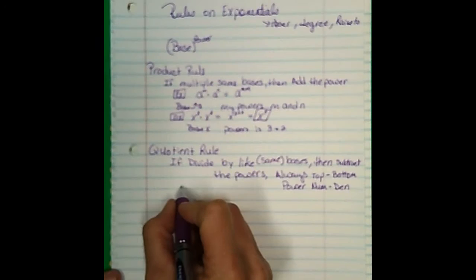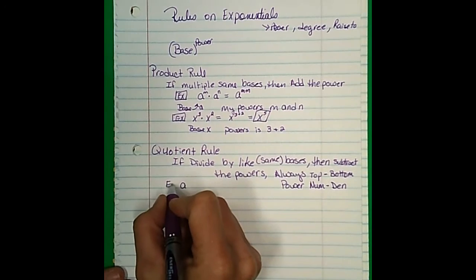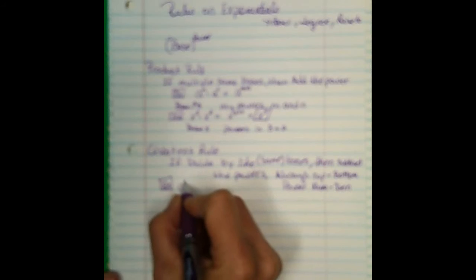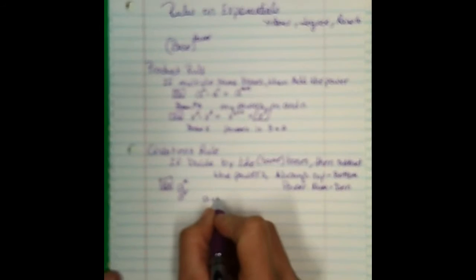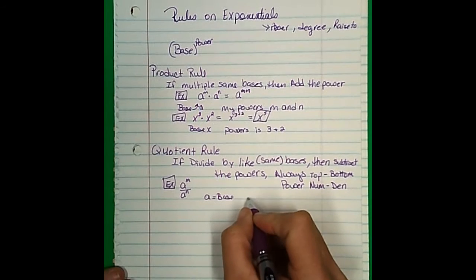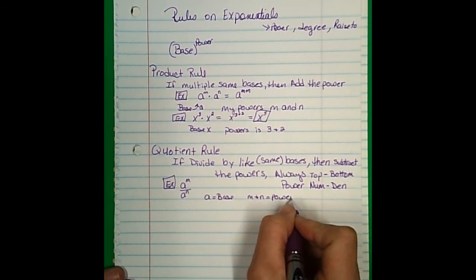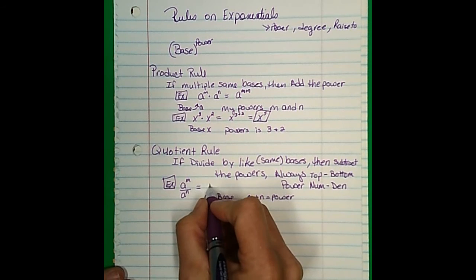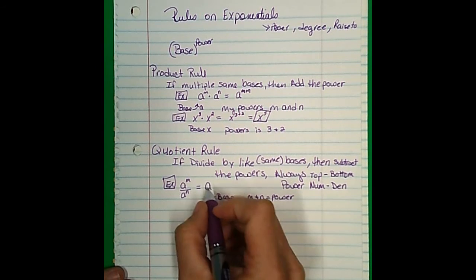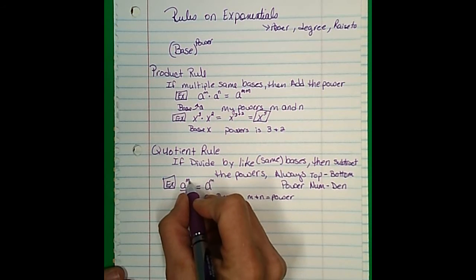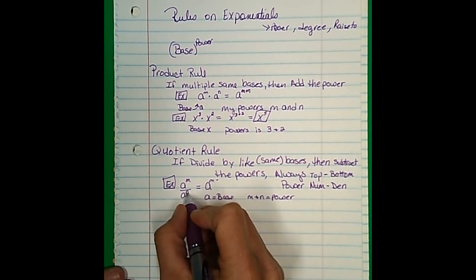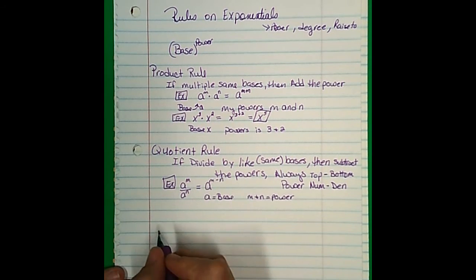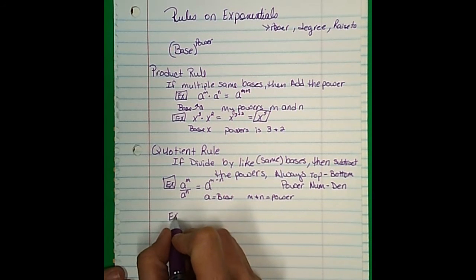Okay, so I can write this as an example of a to the m over a to the n, where a is my base and m and n is my power. So let's rewrite a, because it's my base, and it's raised to m, because that's my top power, minus n, my bottom power.